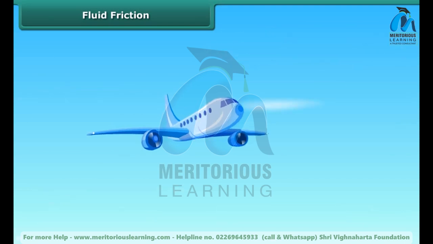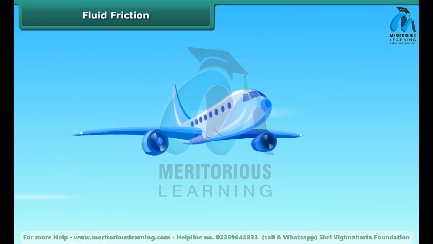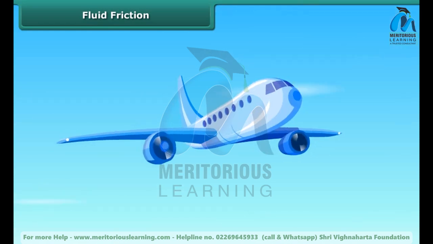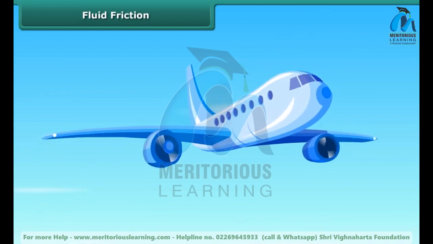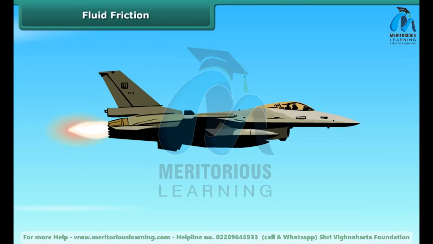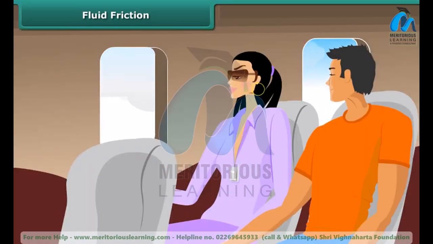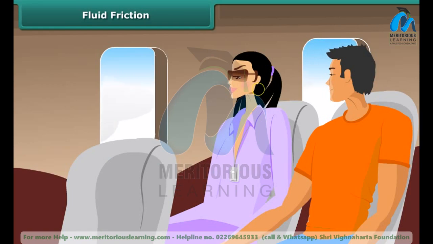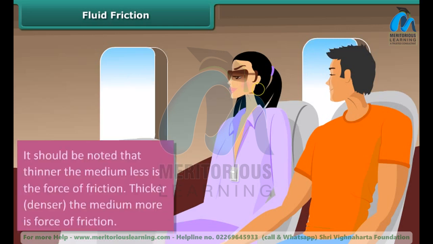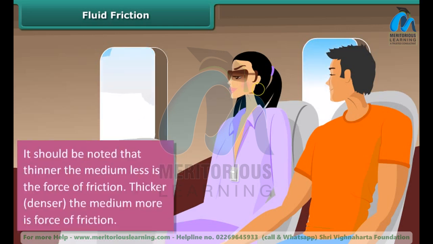Aeroplanes flying through air also face force of friction. Since aeroplanes move fast, the force of friction between them and the air is high. The jets and supersonics move with a faster speed than aeroplanes. While flying, these airplanes get heated on the surface from the heat generated due to the force of friction. The inside of the plane is insulated to protect the passengers from heat generated on the surface. It should be noted that the thinner the medium, the less is the force of friction. The thicker and denser the medium, the more is the force of friction.